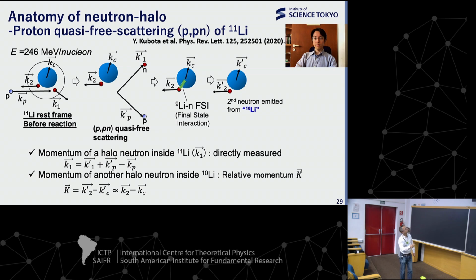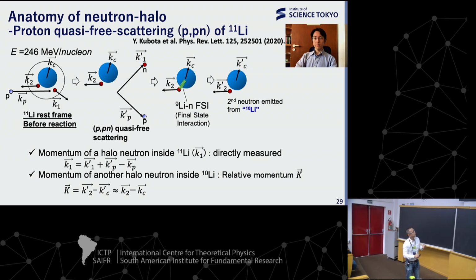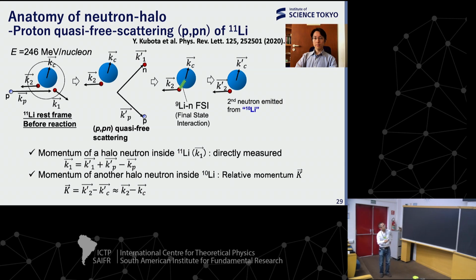Then what happens is that the neutron is knocked out like this, and the proton is also scattered like this, right? The remaining part is lithium-9 plus neutron. So this is lithium-10 in a sense. And then lithium-10 is unbound, so it decays into lithium-9 and neutron like this. In the experiment, we measure everything, a kinematically complete measurement. So we measure the incoming protons, neutrons, protons, and lithium-9 also.